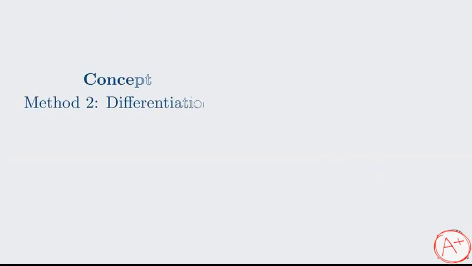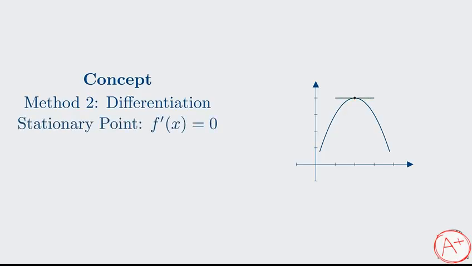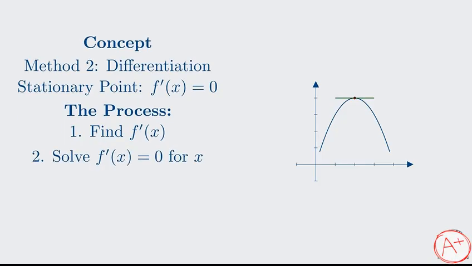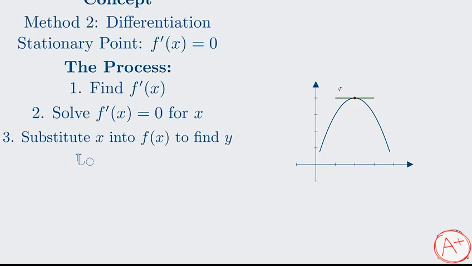The second method uses differentiation. This is often faster if the question doesn't specifically ask for vertex form. At a maximum or minimum point, the curve is momentarily flat. This means the gradient, or the first derivative, must be 0. The process is straightforward. First, find f prime of x. Second, set it to 0 and solve for x. Finally, substitute that x value into the original function f of x to find the y coordinate. By solving for x, you find the location of the vertex. By substituting that x back into the original function, you find the actual maximum or minimum value.